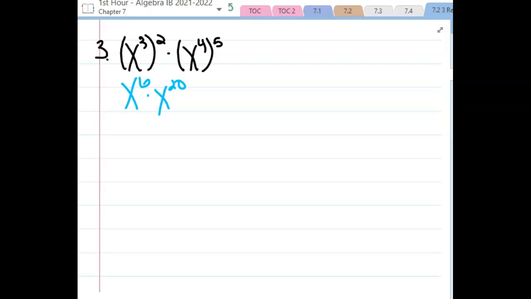Now this rule is the other rule, right? You have x to the 6th and x to the 20th. You've got 6 of them and 20 of them. 6 plus 20 of them, you have x to the 26th.